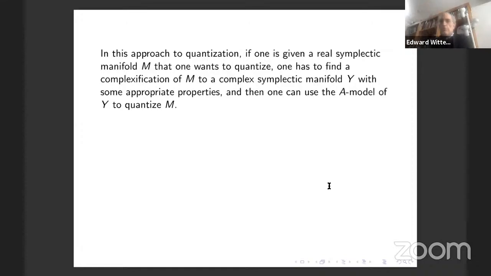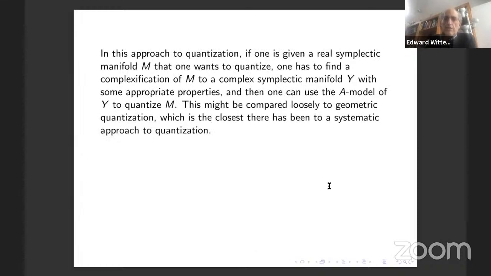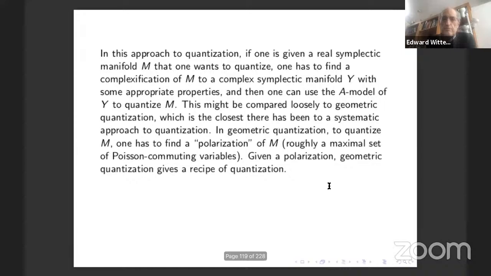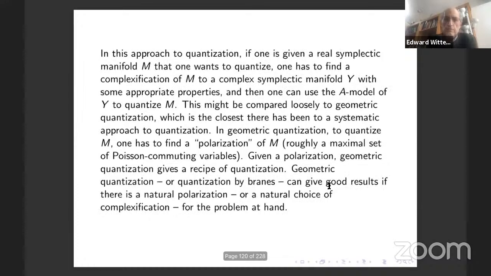So in this approach to quantization, if you're given a real symplectic manifold M that you want to quantize, you have to find a complexification of M to a complex symplectic manifold Y with some appropriate properties, and then you can use the A model of Y to quantize M. That might be compared loosely to geometric quantization, which is the closest there's been to a systematic approach to quantization. In geometric quantization, to quantize M, you have to find a polarization of M, roughly a maximal set of Poisson commuting variables. And then given a polarization, geometric quantization gives a recipe for quantization.